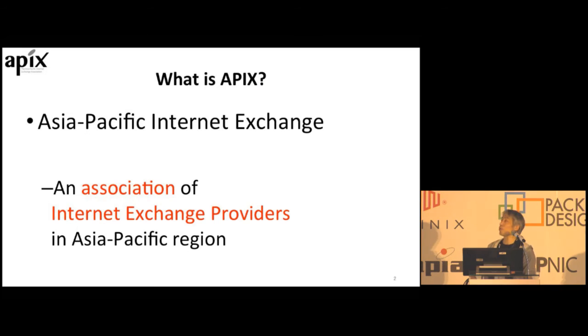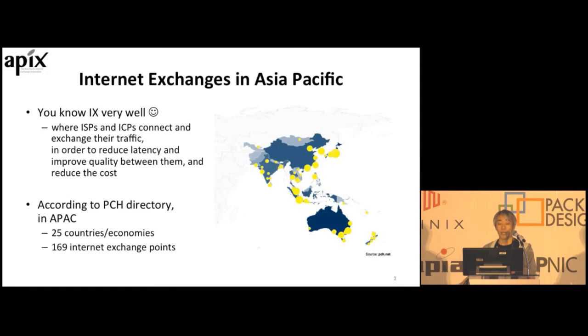Maybe you know what APIX is. So this is very familiar for you. We are an association of internet exchange providers in the Asia Pacific region. And you may know our internet exchanges in Asia Pacific number approximately 169 internet exchange points according to the PCH directory, over 25 countries or economies.